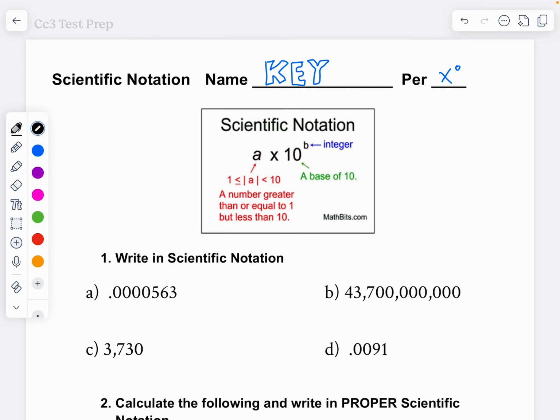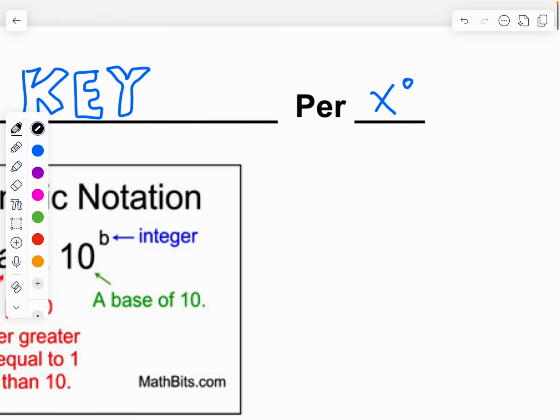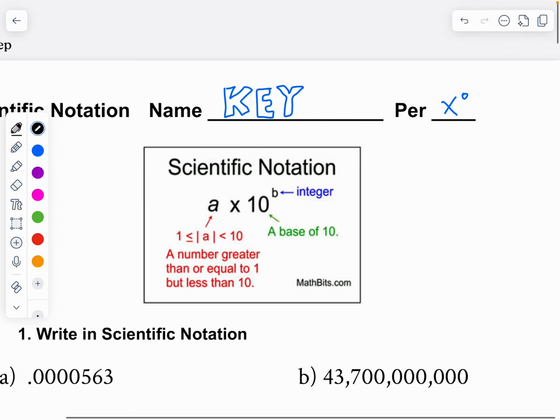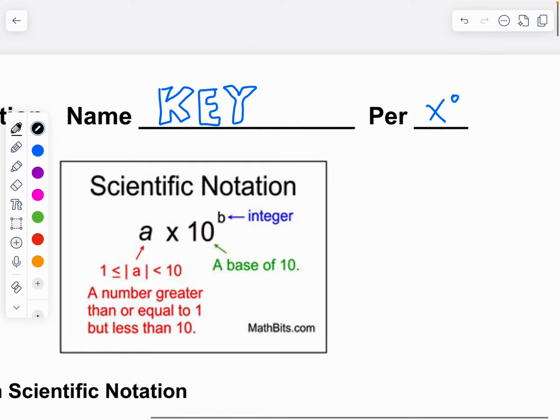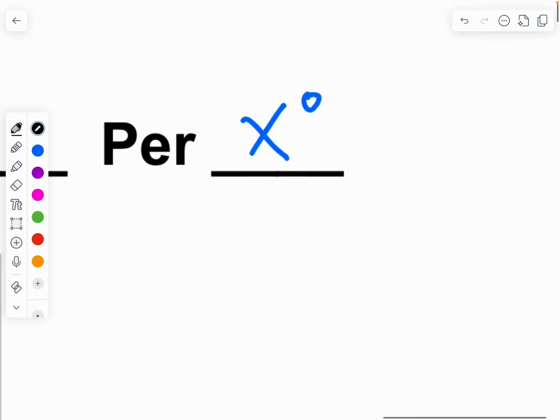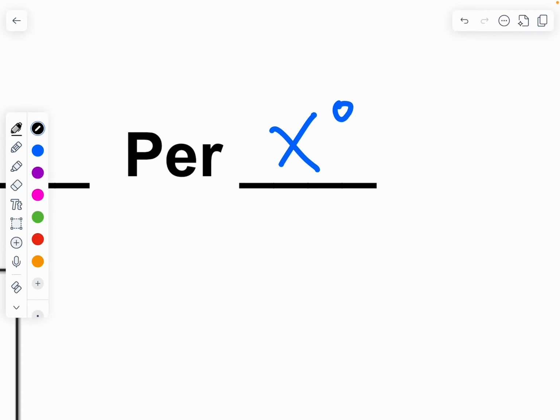We're going to check our work, but first I have a little activity for you, okay? So this activity is this. Of course, write your name. What a great activity, right? So write your name first and which period you're in. Now, which period did I write down? I wrote X period, right?